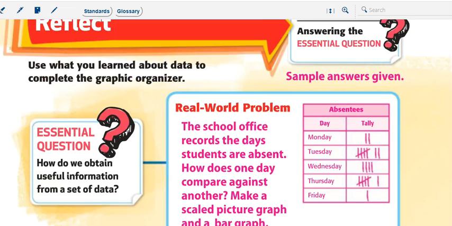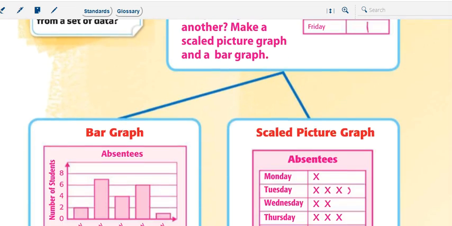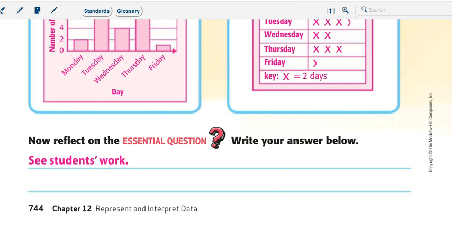Now, next page. The last page, remember that we never do it, so we're finished with chapter number 12, okay? Hope you understand the lesson.